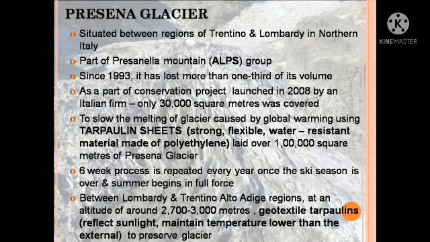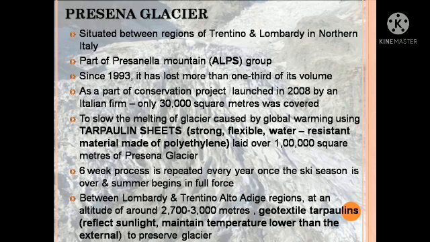Tarpaulin sheets are usually made of plastics like polyethylene. They are strong, flexible and water-resistant material. They will reduce the melting of glaciers. Only during the ski season, when the sports activities in the snow happen, will the tarpaulin be removed. After a 6-week period, the process is repeated every year once the ski season is over, because after the ski season the summer season will begin. So in order to avoid the melting of glaciers in a rapid manner, they will cover those large areas again with the tarpaulin sheets.